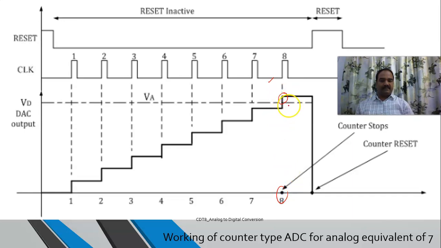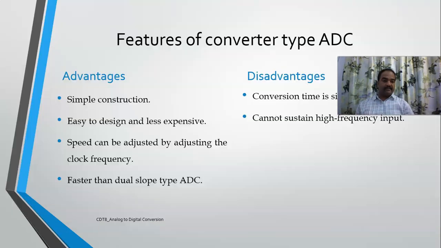Your VC is greater than your input voltage. This is your input voltage and this is your control voltage. Since at this point it is increasing, automatically you are getting a stop of the counter. Here again what you are doing, you are resetting the counter. This is reset. Understood? This is how a counter type ADC works.